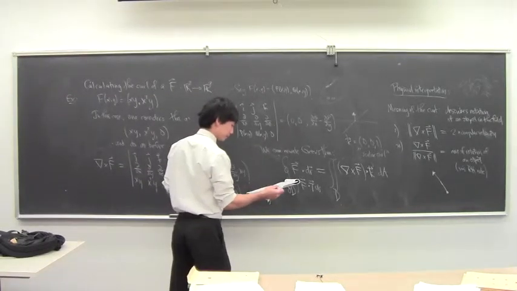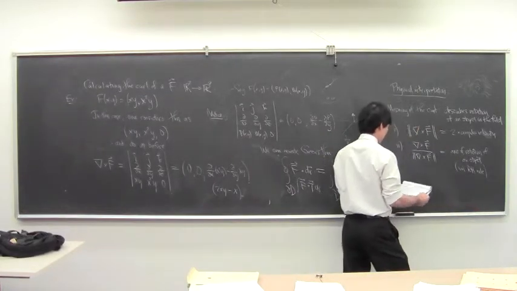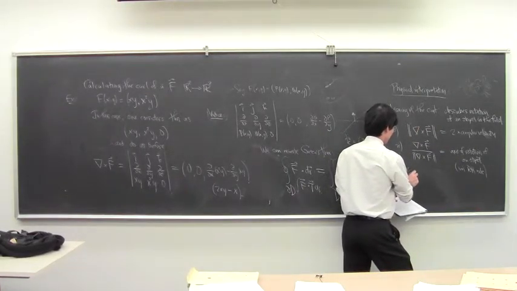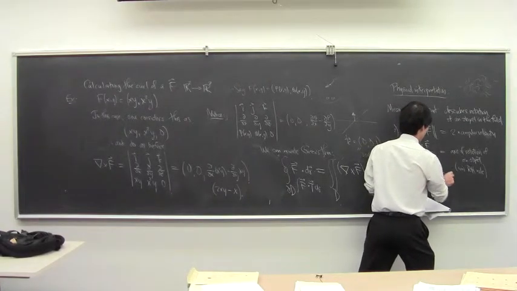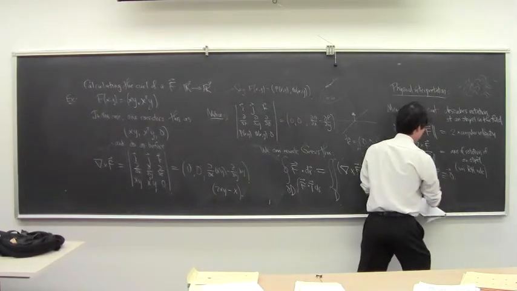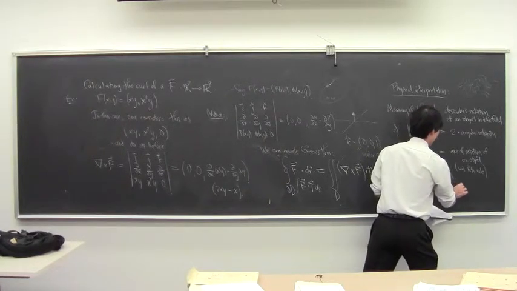So this leads to one definition: if the curl is 0 everywhere, we call the field irrotational.